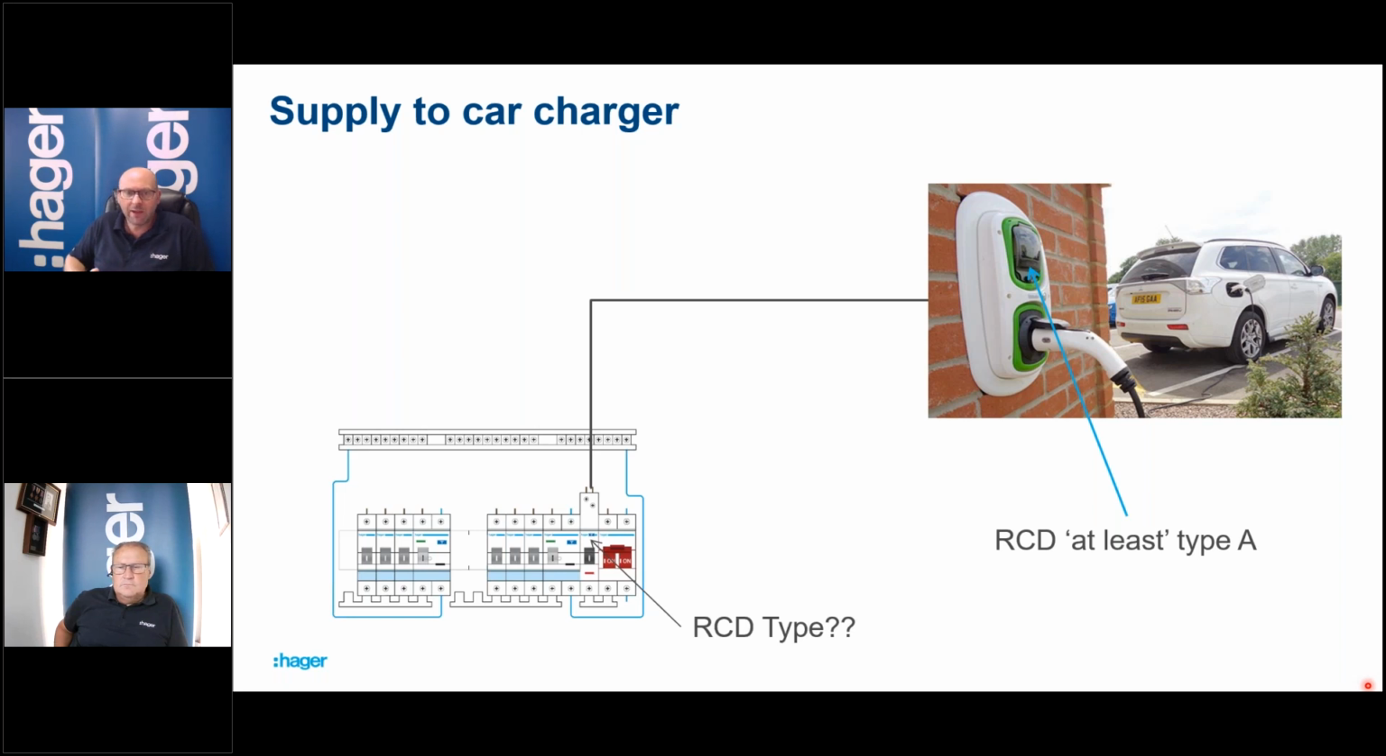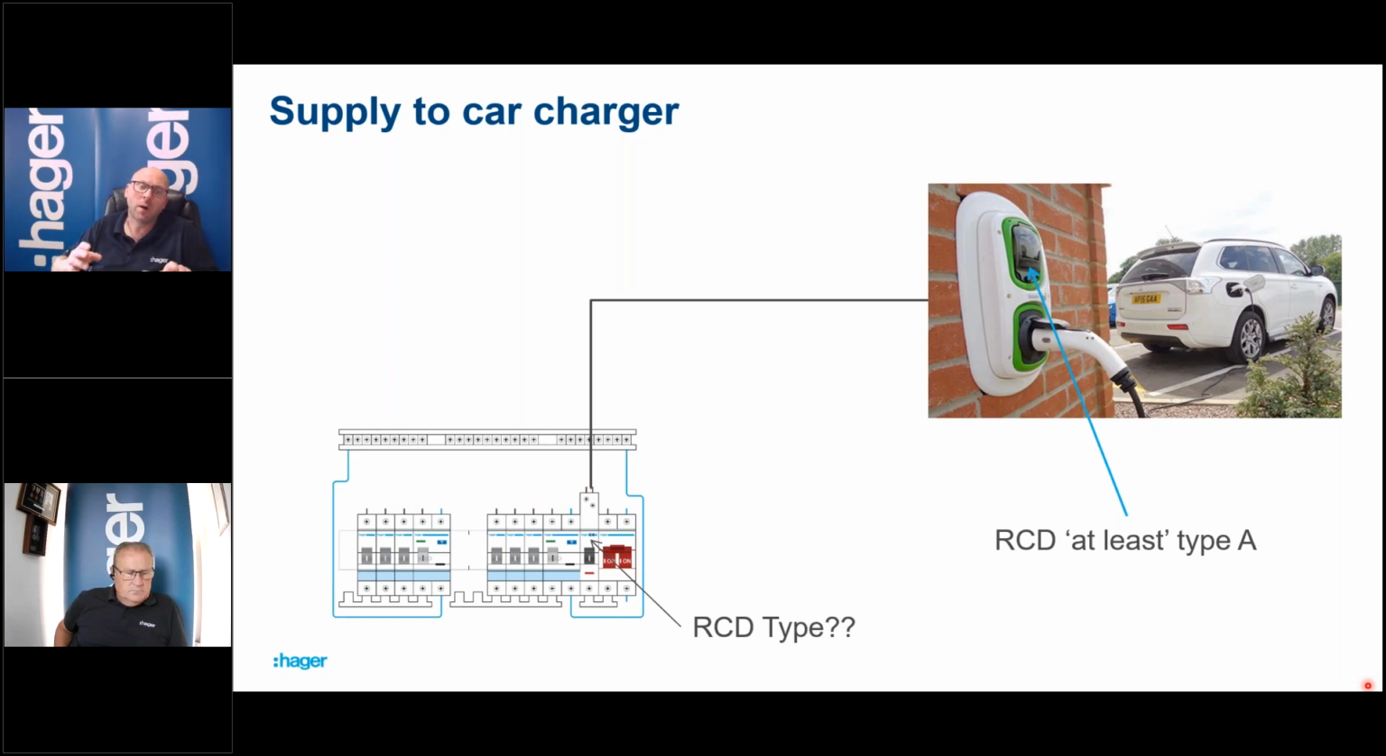But as Paul's already said, if it was a type AC device, it would be no good, because the charge point, we know it has these characteristics of DC. We know it can let through a level of DC before the RDCDD kicks in. A type AC device would be compromised.